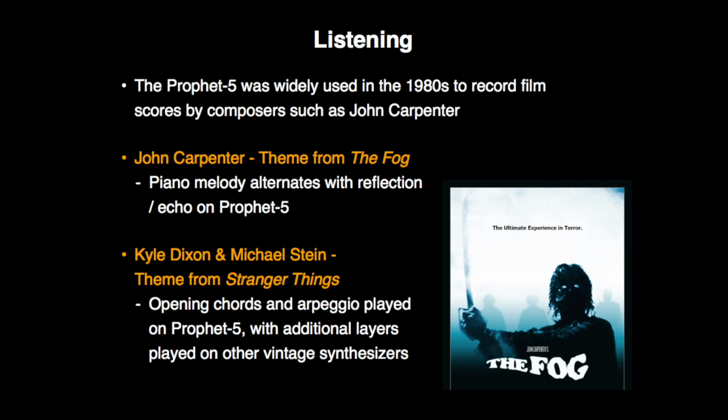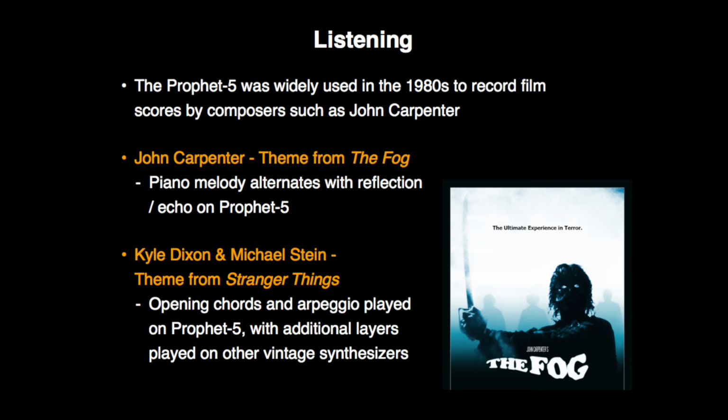And so one of the pieces I've given you guys to listen to is the theme from The Fog. I'm not going to play an excerpt here in the lesson because I don't want YouTube to flag this for copyright reasons, but go ahead and take a look at that on Blackboard. What's nice about the theme from The Fog is you get a nice A-B between an actual acoustic piano and the Prophet synthesizer. So there's this melody that takes turns being played on the piano, and then you hear this echo or reflection played on the Prophet 5. Then you hear it on the piano again, and then on the Prophet. So you get this kind of movement back and forth.